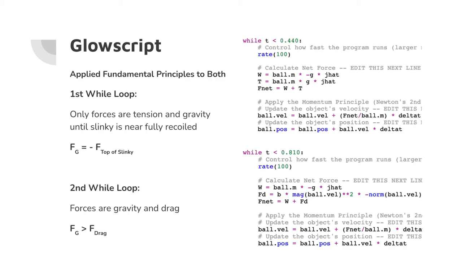The second while loop is similar code-wise, except that we replace tension with drag force, because after it completely recoils, the bottom and top move as one, but the slinky experiences slight drag. But overall, the gravitational force overcomes drag force, which is why it starts moving down after it recoils.